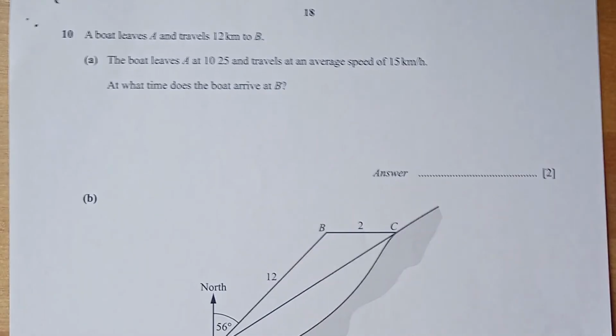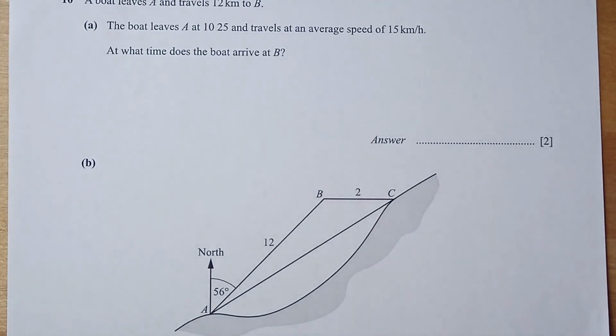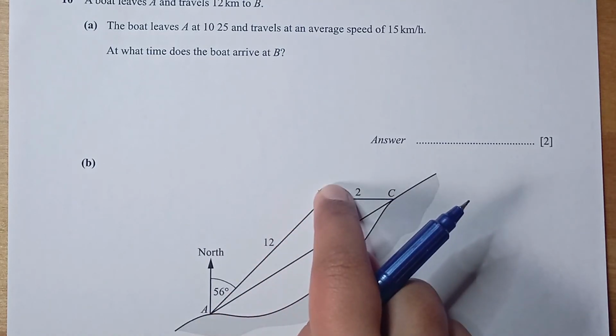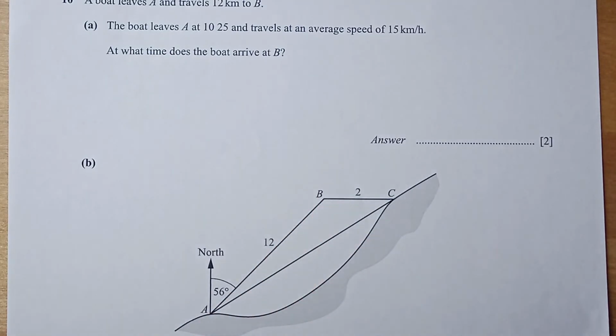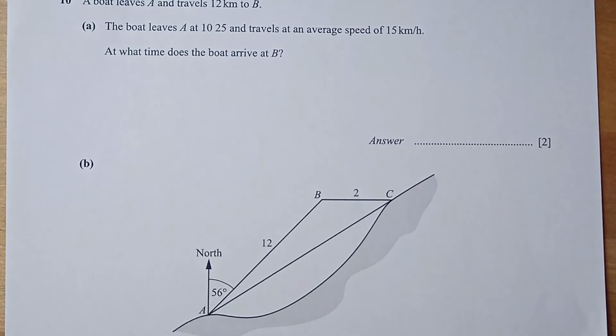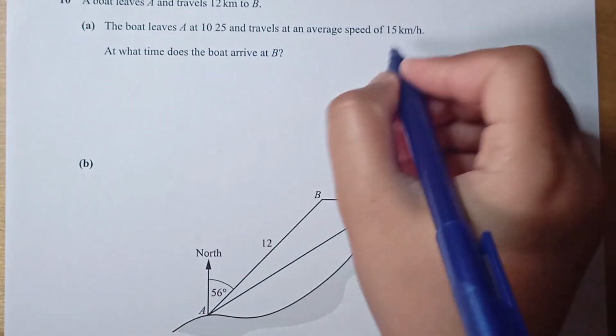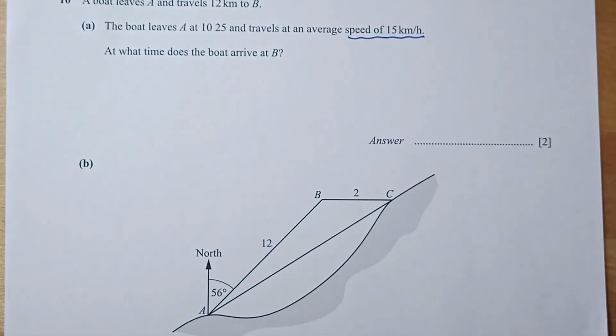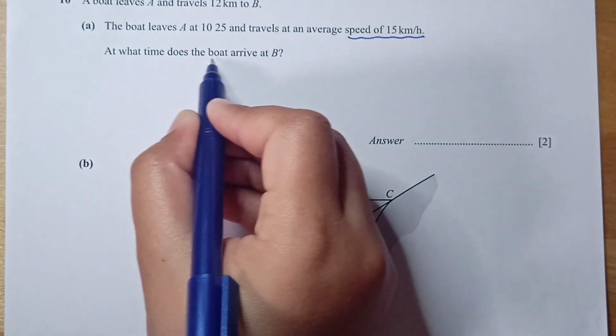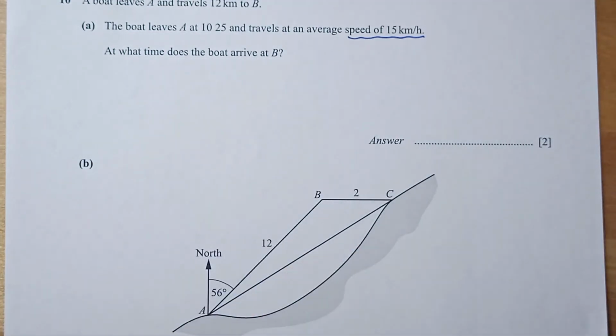Question number 10. A boat leaves A and travels 12 kilometers to B. As you can see in the diagram, the boat leaves A and travels 12 kilometers to B. In the first part, the boat leaves A at 10:25 and travels at an average speed of 15 km per hour. At what time does the boat arrive at B?